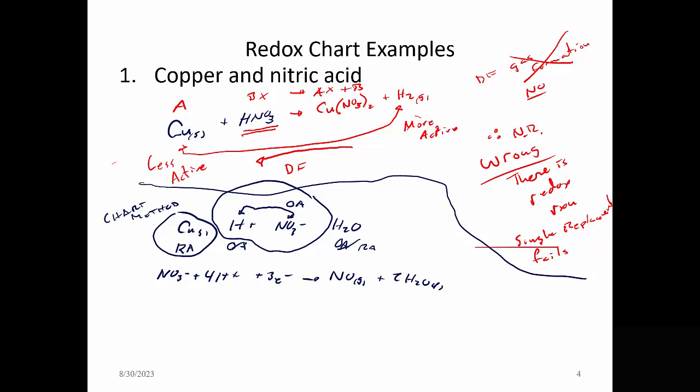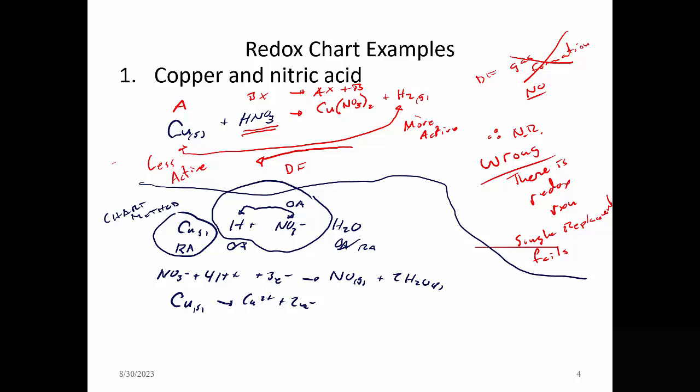And then for copper, we have to flip it backwards because copper is not our product. Copper is our reactant. And so if we flip it backwards, we end up with copper solid goes to copper 2+ plus 2 electrons. This is our other half reaction. And so we'll have our reactants there.